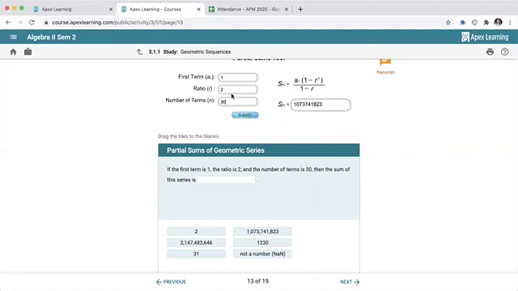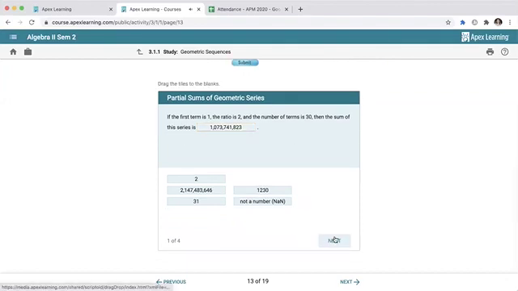Then the sum of our series. If I submit this, this is what it gives me for my S of n. All it did was plug in 1 where you saw A1, and 2 down here for R. The number of terms is still our n value, so we plugged in a 30 there. It just did the calculation for you. So super simple, hopefully.